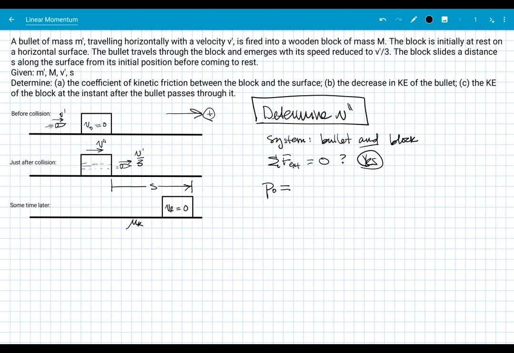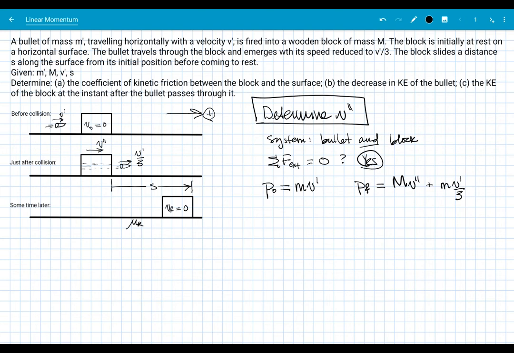So initially, this is before the collision, right? So before the collision, where's my momentum? It's just in the bullet. So mv prime, this is positive. I have rightward positive. After the collision, where's my momentum? Well, now part of it's in the block. So big M, V double prime. And then the bullet still has some too. Little m, V prime over 3.